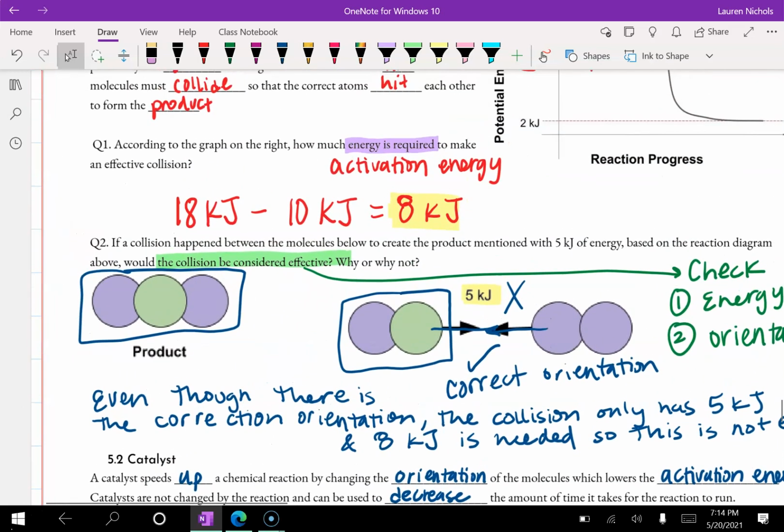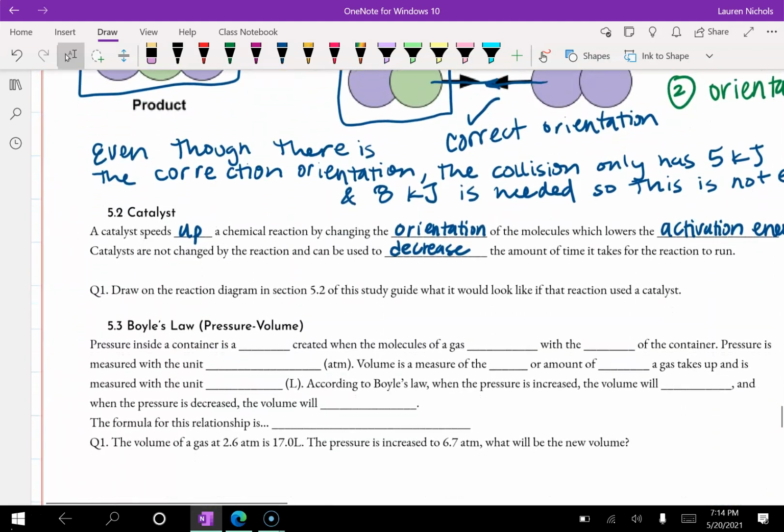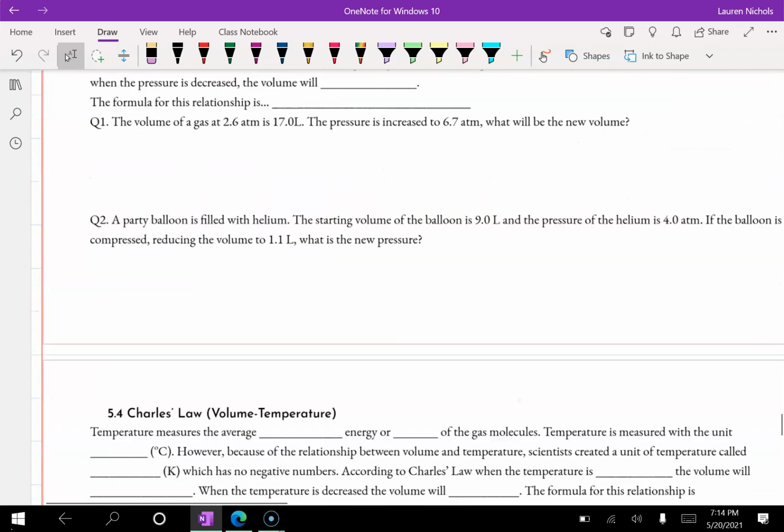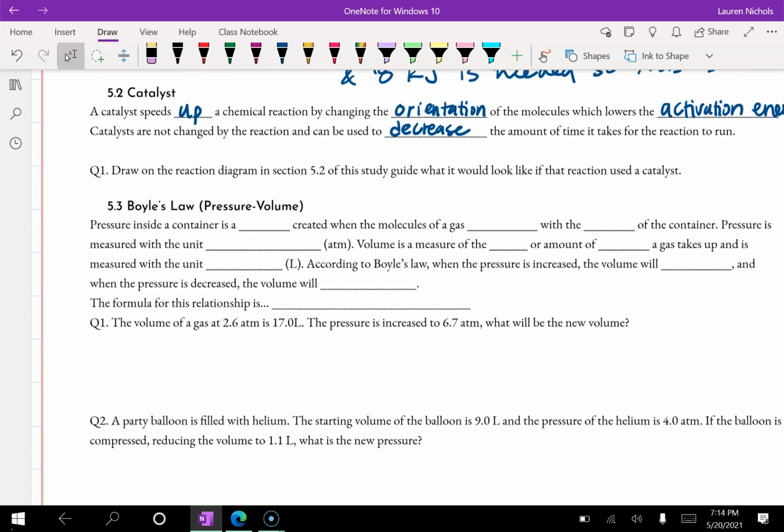So that is the first video for Unit 5. And then in our next video, we'll finish up with the math part of Unit 5 as we look at the gas laws.